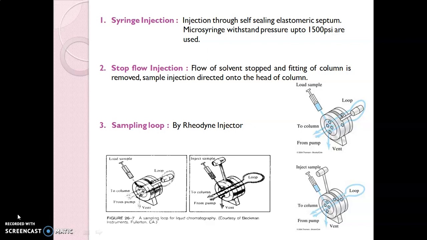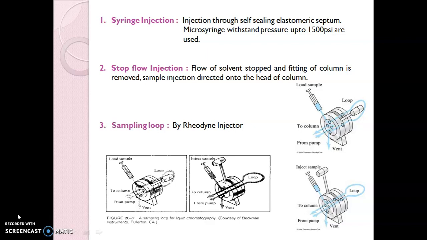Second is the stop flow injection, in which the flow of solvent is stopped and the fitting of the column is removed, and after that the sample injection into the head of the column takes place, and then the fitting of the column is replaced and flow starts. So what happens when we want to introduce our sample in the stop flow injection type? We have to stop the system, load our sample, and again start our system. So this is a very tedious and inaccurate process.